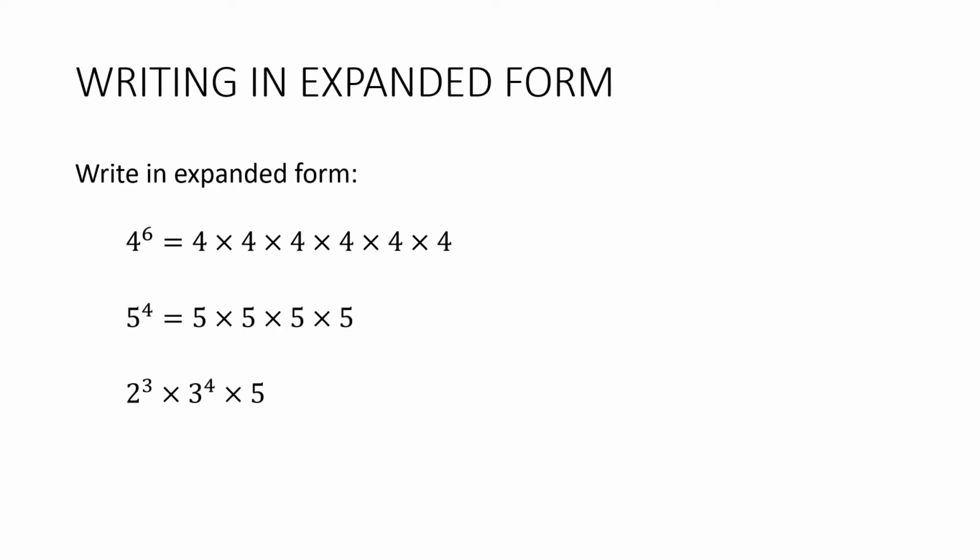We can also expand numbers that have been written in index form. So this would be 4 times 4 times 4 times 4 times 4 times 4. And 5 times 5 times 5 times 5. How about this one? I'm going to have 2 times 2 times 2 times 3 times 3 times 3 times 3 times 5.